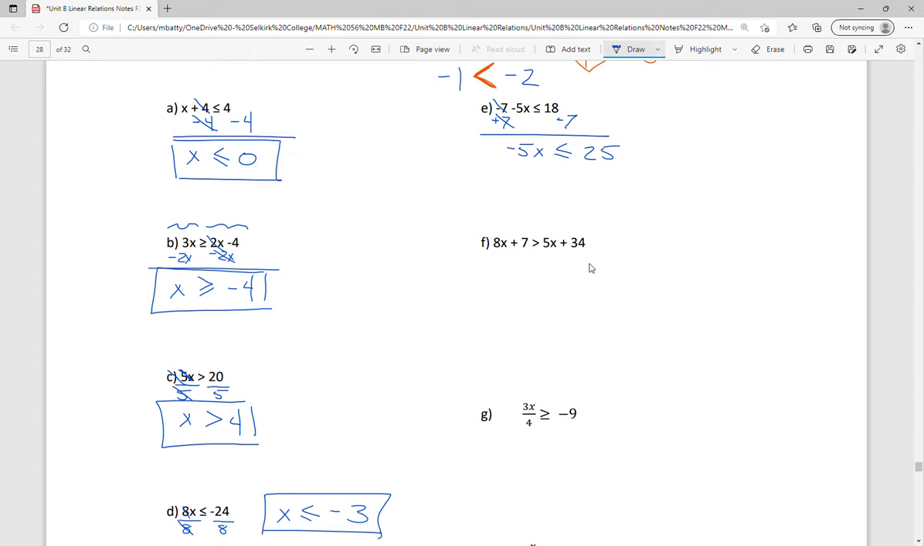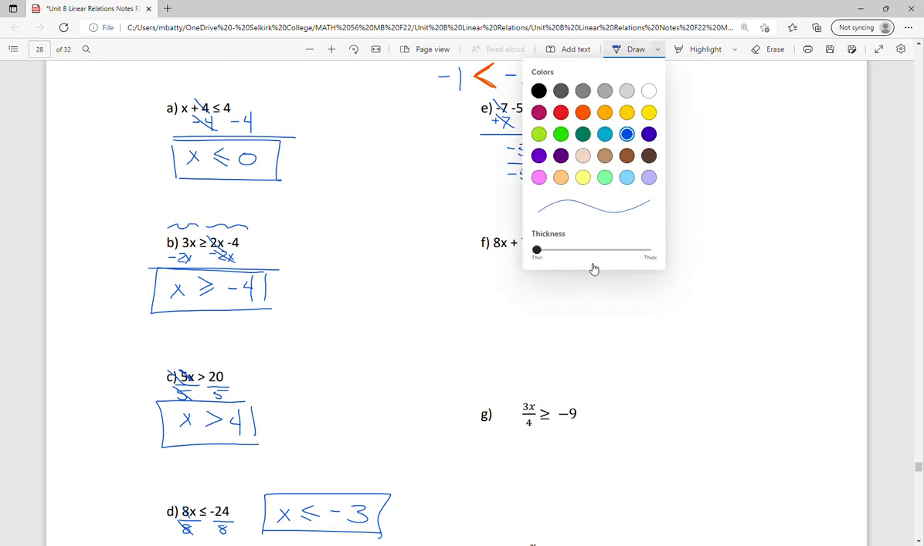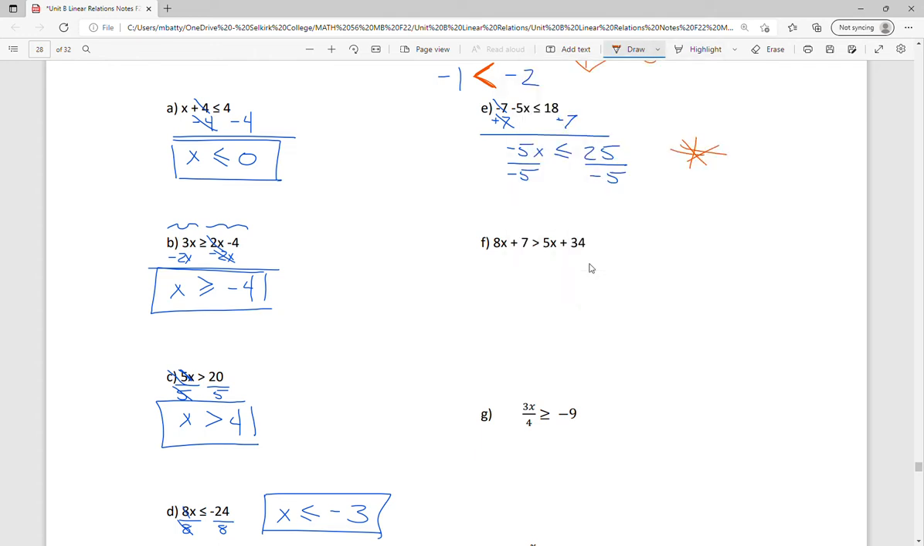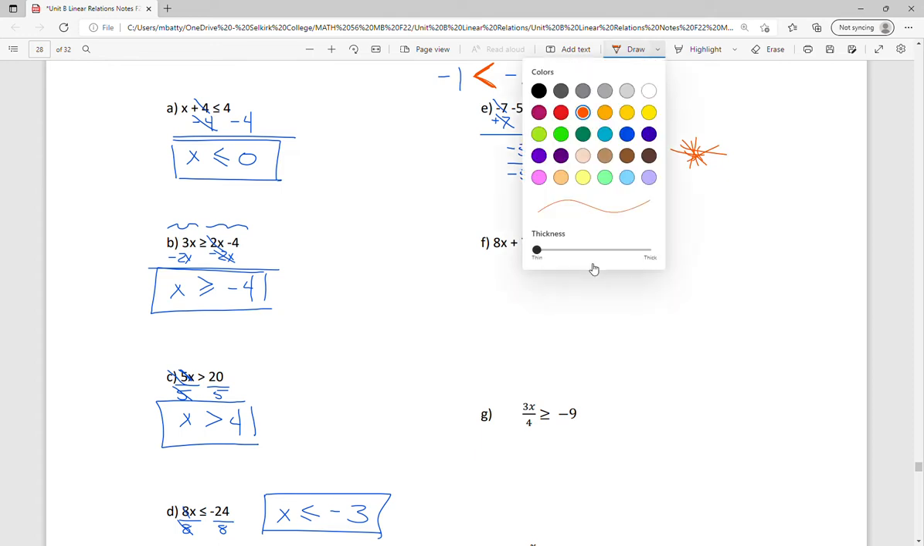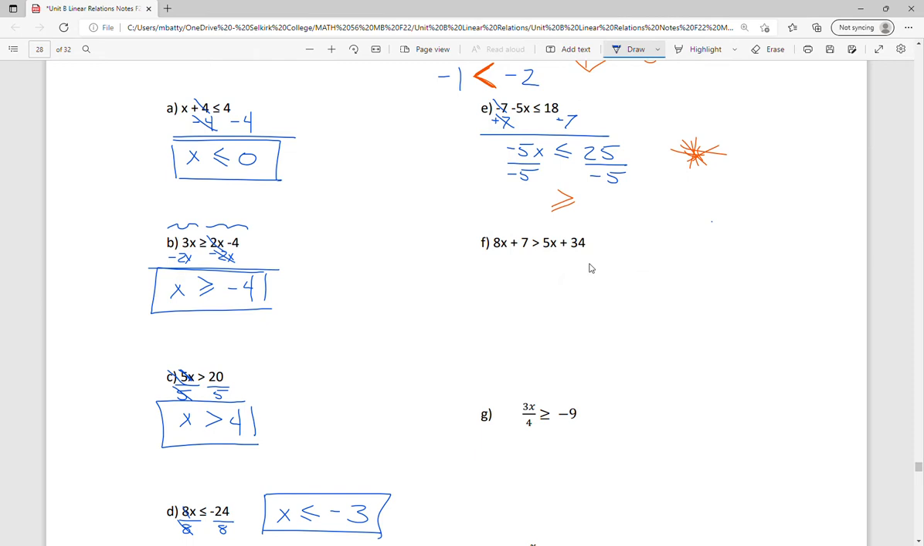Here we have my rule. I'm going to divide by -5 on both sides. That means that I have to switch my sign. I'm just going to give myself a heads up here, right? I'm dividing by that negative number. I can do the math, but I have switched the sign. So I get x is greater than or equal to -5.